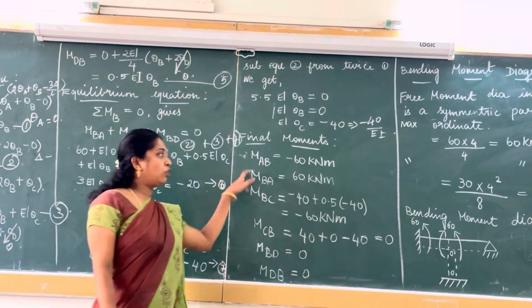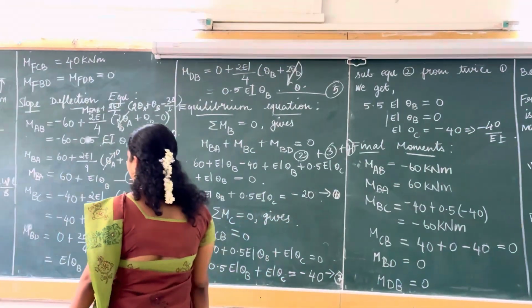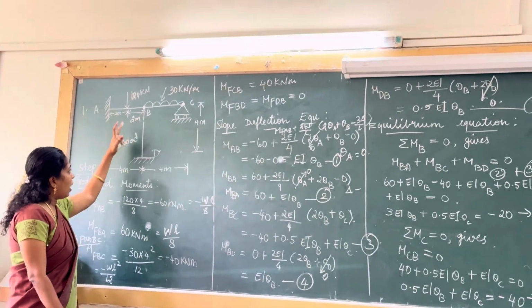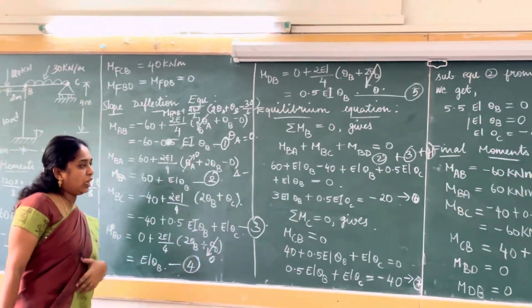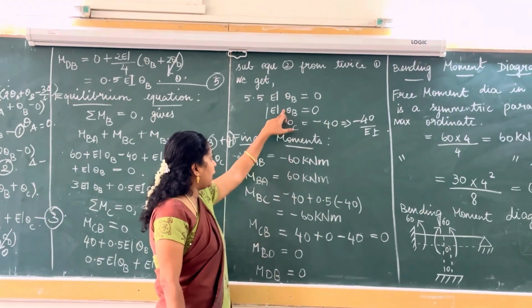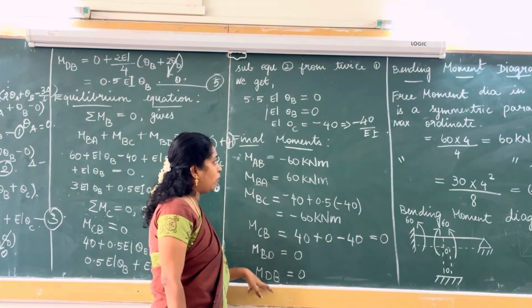So now we are going to find the final moments. First we find AB, then BA, then BC, CB, BD, DB. Totally we need to find 6 moments. By substituting theta B and theta C, we get these final moments.